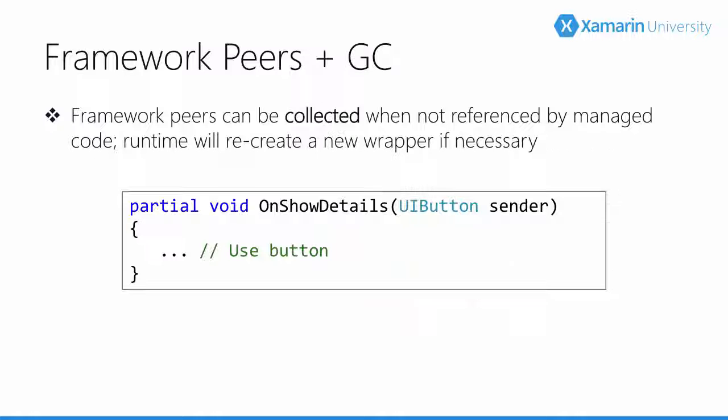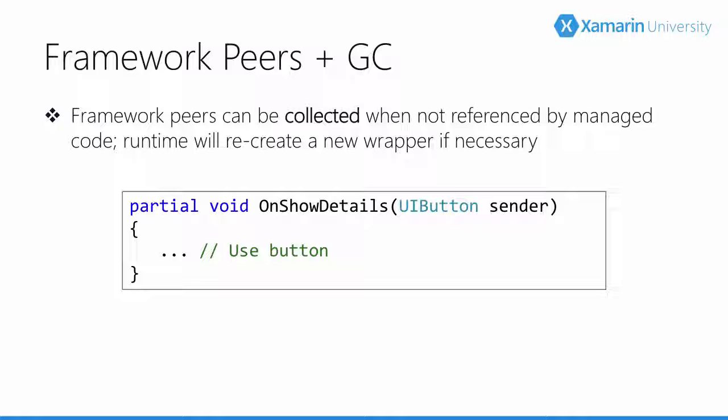That also means that when we no longer have a reference to that framework peer, Xamarin iOS can collect it. And this has absolutely zero effect on the presence of the object on the runtime side. So remember I told you that if I were to do a dispose on that UIButton, it wouldn't necessarily get rid of it out of the visual tree.